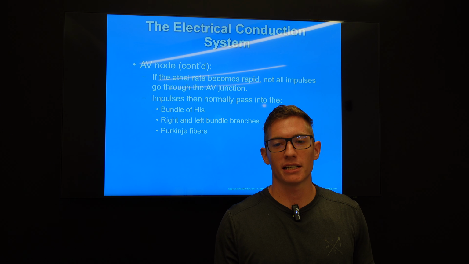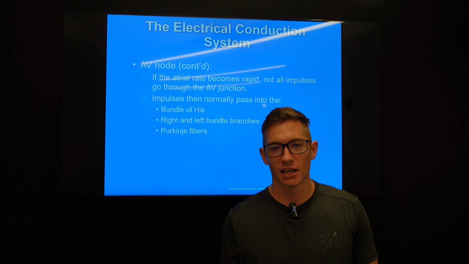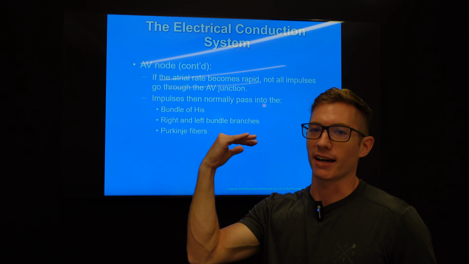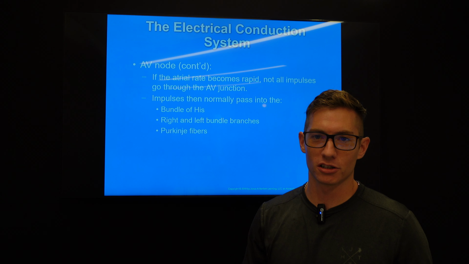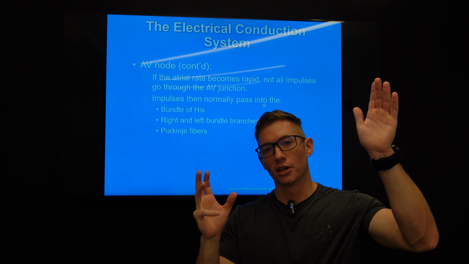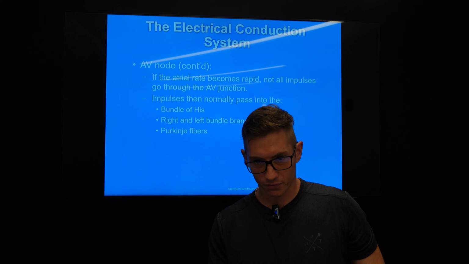If the atrial rate becomes very rapid, then the AV junction can regulate the number of impulses that reach the ventricles. So even if your SA node is firing like 200 or something, the AV is still going to catch it and say, that's cool, but we're going to go at 40 to 60. We're not going to go that fast.